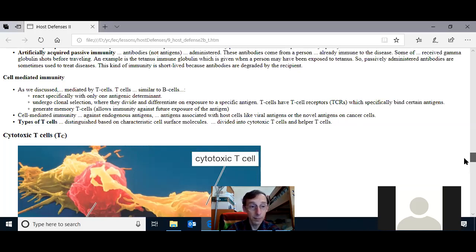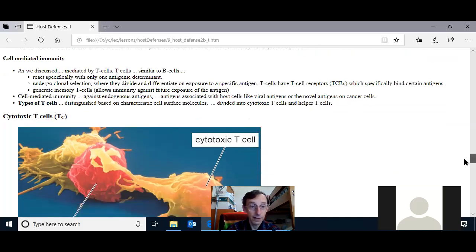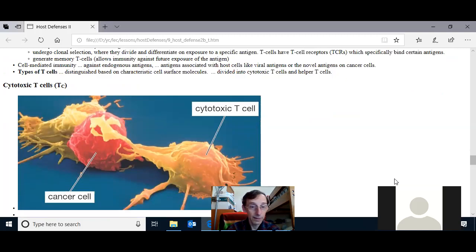All right, so let's talk a little bit more about the different types of T cells. You can distinguish the types of T cells based upon their cell surface molecules or by what they do. Initially, we're going to divide the T cells by what they do. There are cytotoxic T cells, like this one here, and it goes out and finds other cells that shouldn't belong in the host, like a cell that's infected with a virus or a cancer cell, and then it attacks that cell. That's the cytotoxic T cell.